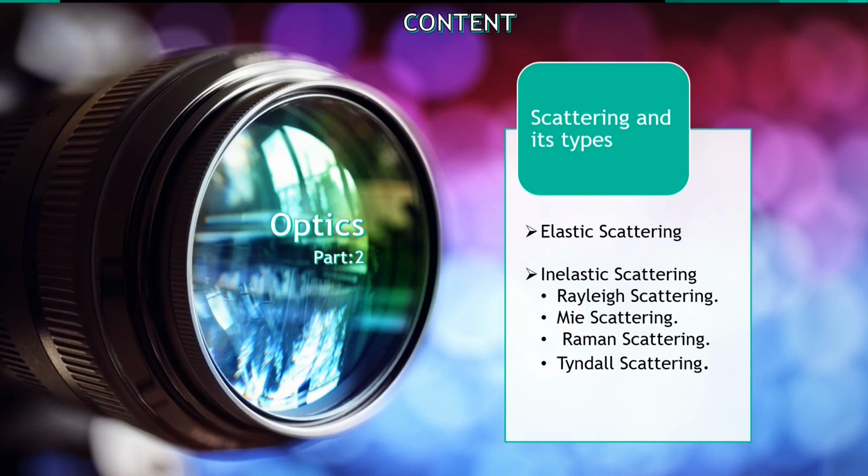In this part of the video, we are going to cover scattering and its types, where we'll be studying about elastic scattering, inelastic scattering and its different types, which will include Rayleigh scattering, Mie, Raman and Tyndall scattering. So let's start.